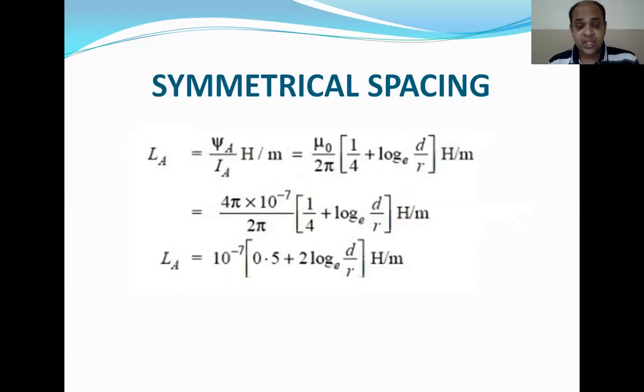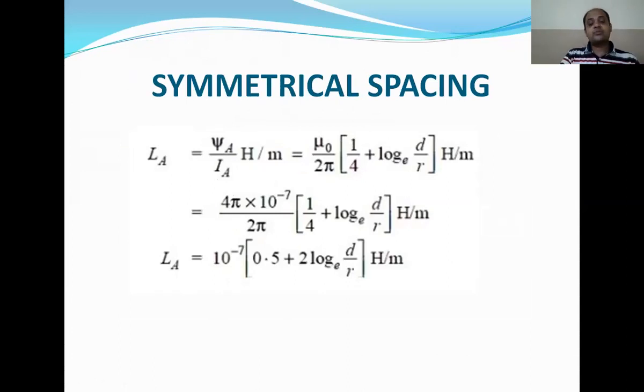Now, the same way, we proved the same in our lecture 3, where we calculated the inductance of a single phase two-wire line, and we know this simple equation, that inductance equals flux linkage by current. So LA equals psi A by IA Henry per meter. So simply put the value of psi here. What is psi? Mu 0 IA by 2 pi into 1 by 4 plus log D by R. So IA will vanish. Now we have to put the value of mu 0. We know that mu 0 equals 4 pi into 10 to the power minus 7.